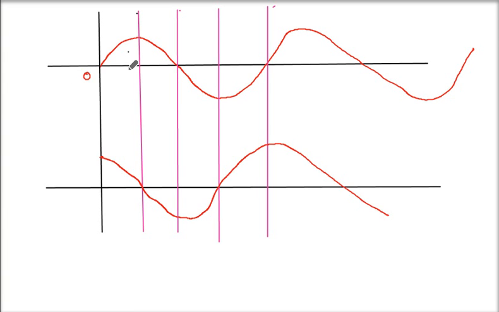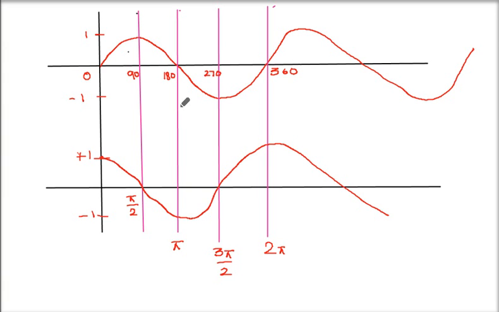So this is 0, this is 90 degrees on the x-axis, this is 180, this is 270, and this is 360. Alternatively, 90 can also be written as pi over 2, 180 as pi, 3 pi over 2, and 2 pi. And this is the amplitude. Let's, for simplicity, keep that as 1 and minus 1. Plus 1, I'm sorry, and this is minus 1.